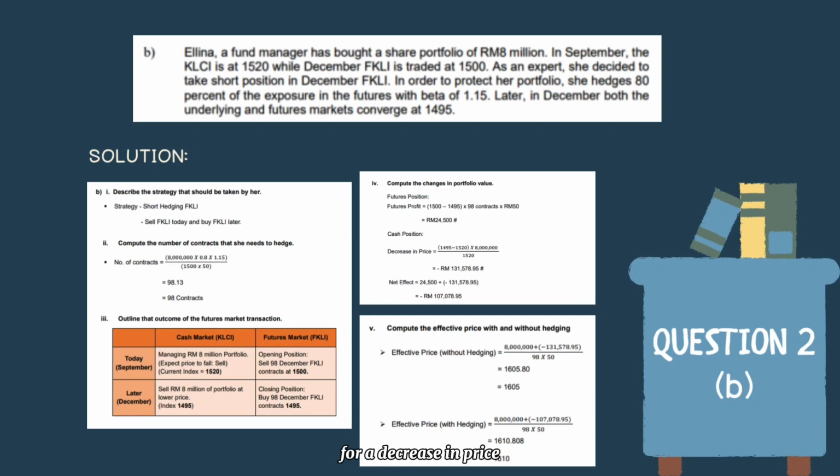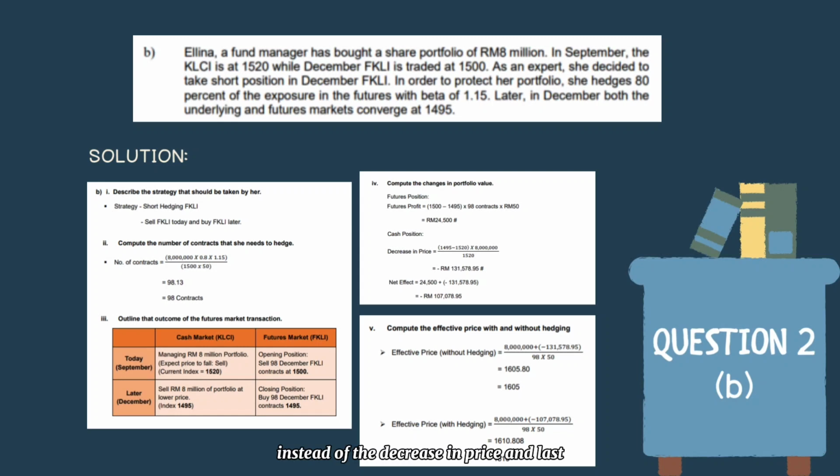Next, we have to find the cash position, which is the decrease in price and has a net effect. For a decrease in price, the ending index minus the beginning index will be times the funds allocated, and dividing by the beginning index will give an answer of negative 131,578 ringgit 95 cent, which is less in revenue. Thus, for the net effect, subtracting both items will give an answer of negative 107,078 ringgit and 95 cent, which is the actual loss of revenue from selling shares instead of the decrease in price.